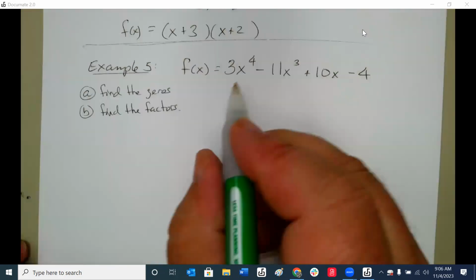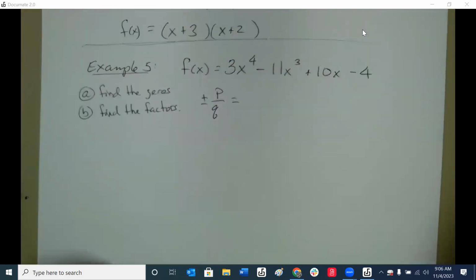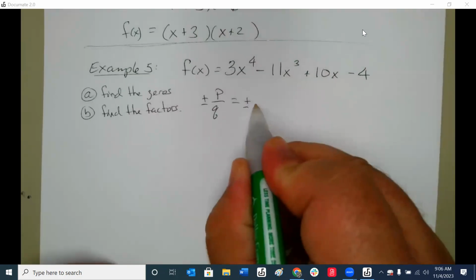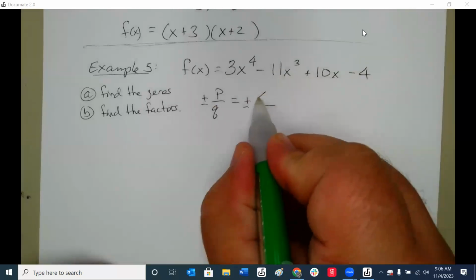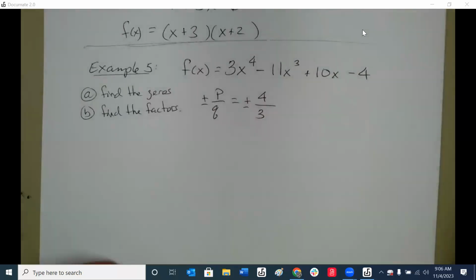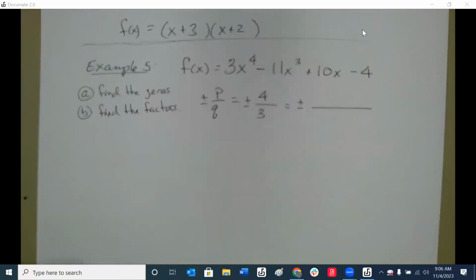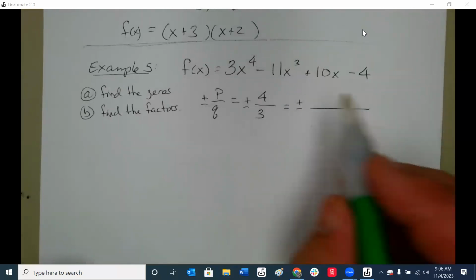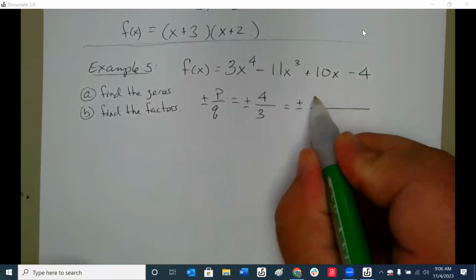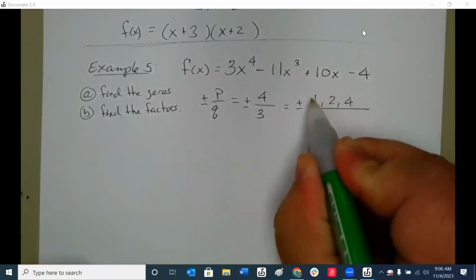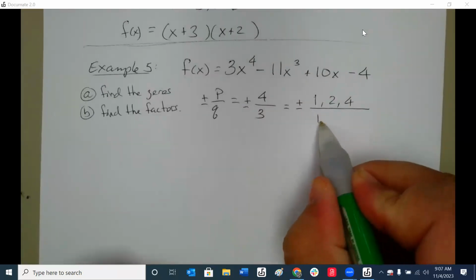So to do this, we have to take P over Q, and only the numbers, because the plus or minus takes care of any signs. So on top we have 4, on the bottom we have 3. So what is 4 made up of? Yeah, so it's 1, 2, or 4. What's 3 made up of? Very good.